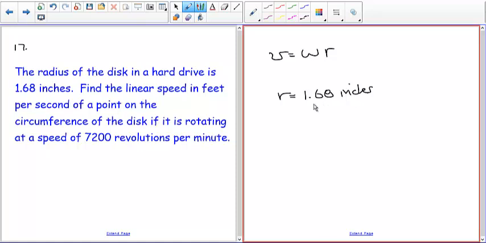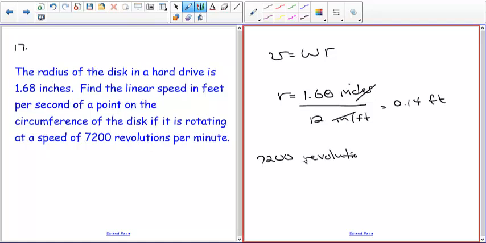So we're going to divide by 12 inches per foot. So the inches cancel out and you get radius in feet. 1.68 divided by 12 is 0.14 feet. And we have the speed in 7,200 revolutions per minute. And we need to convert that to radians per second to make this work out for angular speed to be right.